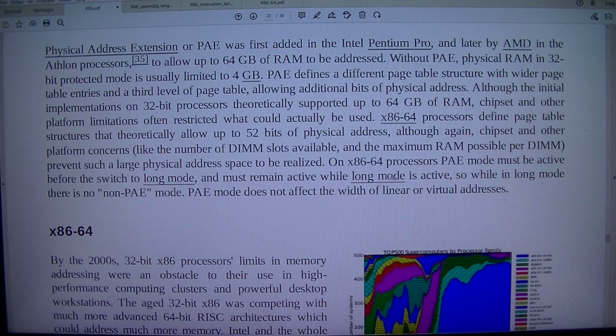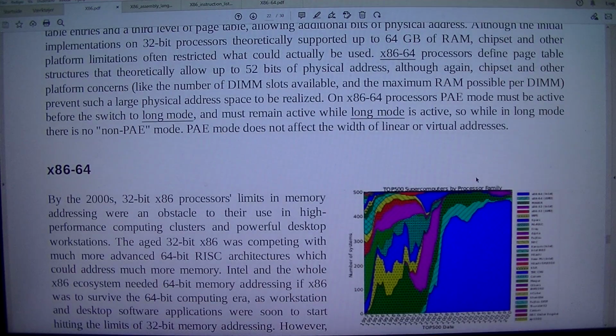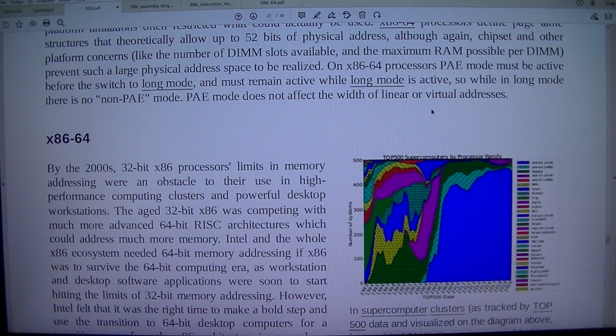On x86-64 processors, PAE mode must be active before the switch to long mode, and must remain active while long mode is active, so while in long mode there is no non-PAE mode. PAE mode does not affect the width of linear or virtual addresses.